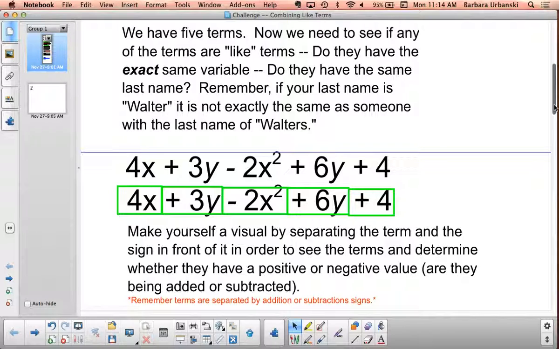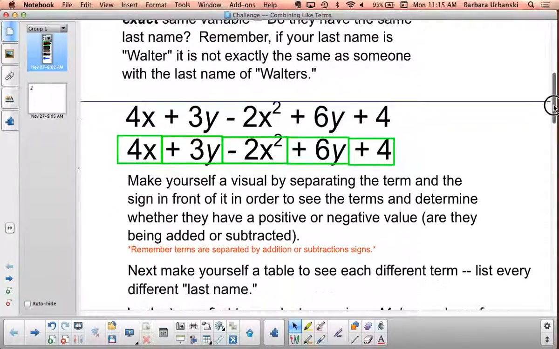So we have to look and say, do any of these terms have the same last name? What we're looking at is, we have our coefficient and our variable, and the variables have to be exactly alike. I noted here, it's like having someone whose last name is Walter and someone else whose last name is Walters. That is very close, but it is a different last name. And the same holds true when we start determining whether or not terms are like terms. So let's take a look.